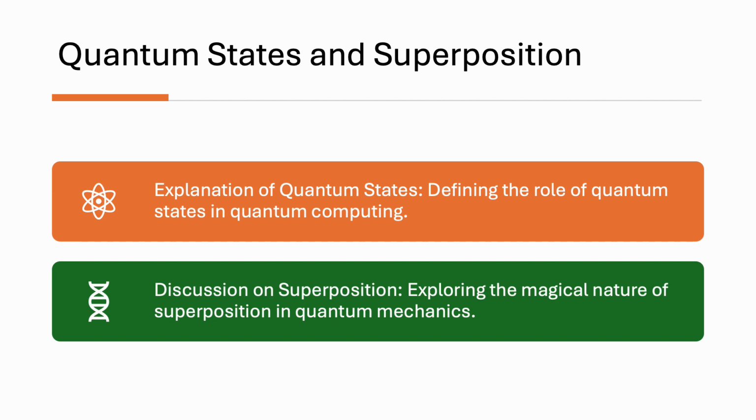Quantum states and the enchanting phenomenon of superposition. In the quantum realm, information isn't confined to the binary choices of 0 or 1. Quantum bits, or qubits, exist in a diverse array of quantum states. Imagine these states as the colors on an artist's palette, allowing particles to embody a spectrum of possibilities. Understanding quantum states is like understanding the unique language of quantum information storage.